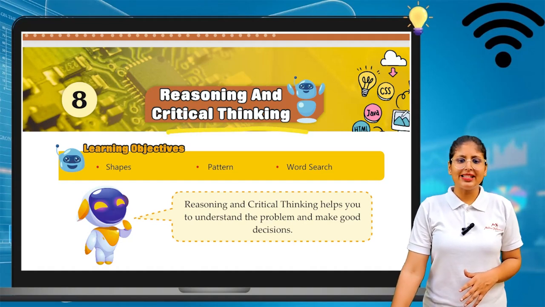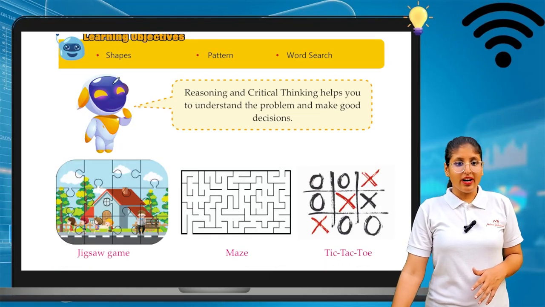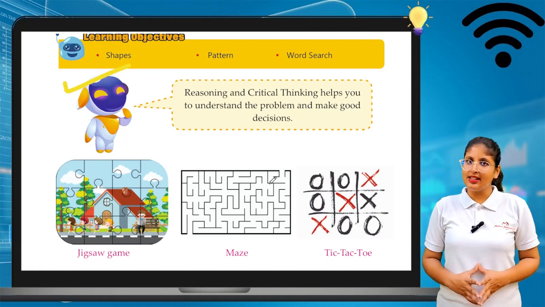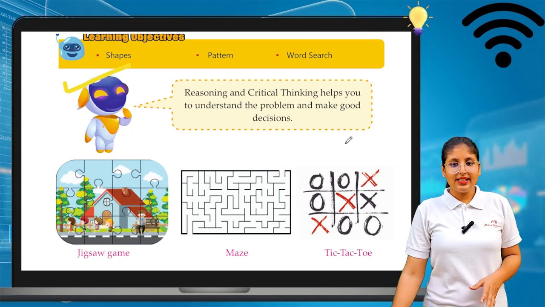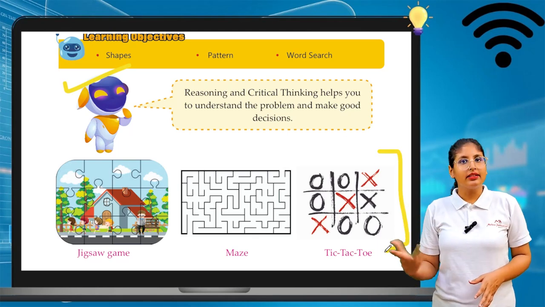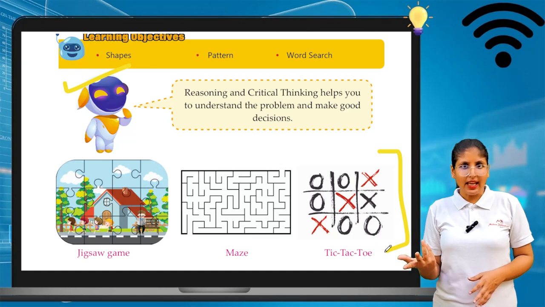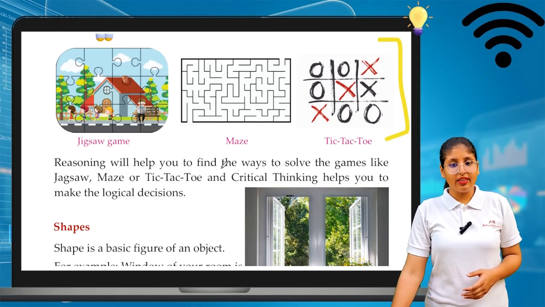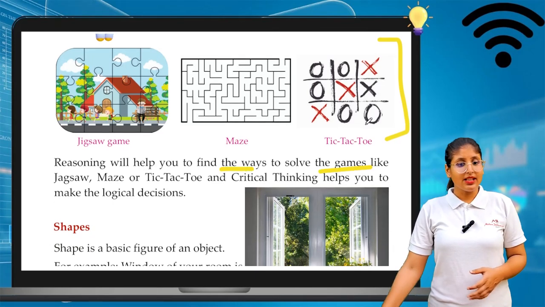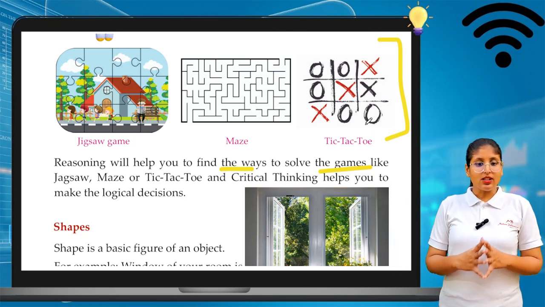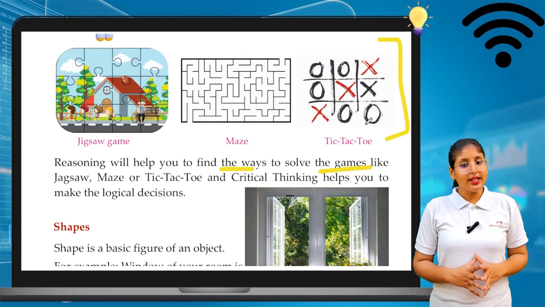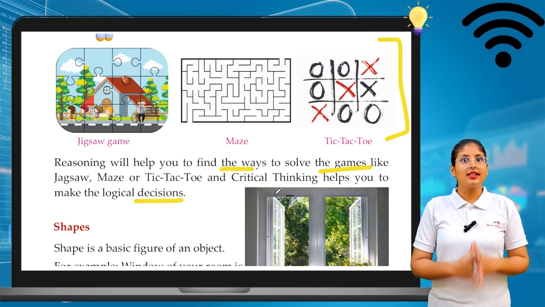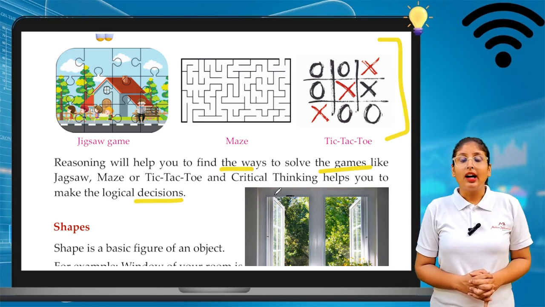So this chapter name is Reasoning and Critical Thinking. Reasoning and critical thinking help us to understand the problem and make a good decision. Now we can see these are some games which require reasoning skill and critical thinking. Yes or no? Of course, yes. Reasoning will help you to find the way to solve games like zigzag, maze, or tic-tac-toe, and critical thinking helps us to make the logical decision. So reasoning and critical thinking are helpful to make a good decision.